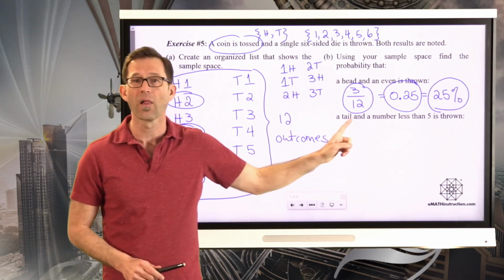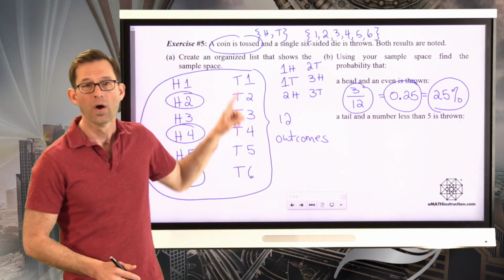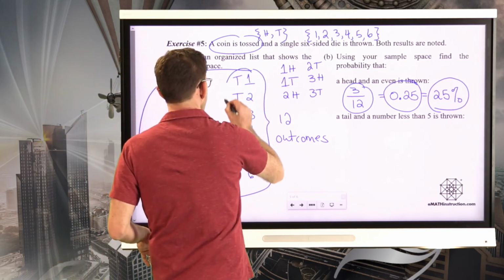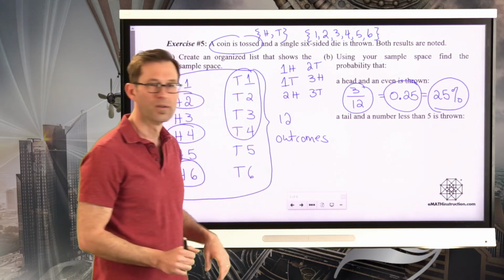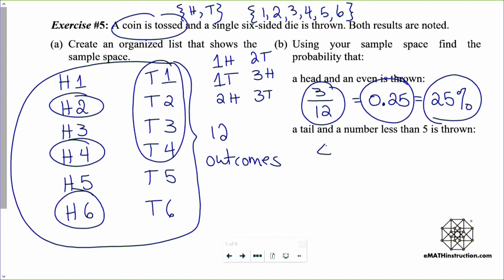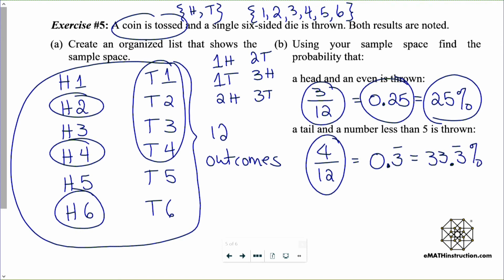All right, how about a tail and a number less than 5 is thrown? Well, here are all your tails, right? And here are all your tails with a number less than 5, right? And we have 1, 2, 3, 4 of them. So in that case, the answer is 4/12 as a fraction. As a decimal, that one's not quite as nice because it's 1/3, which is 0.3 repeated. And as a percent, that would be 33.3%.